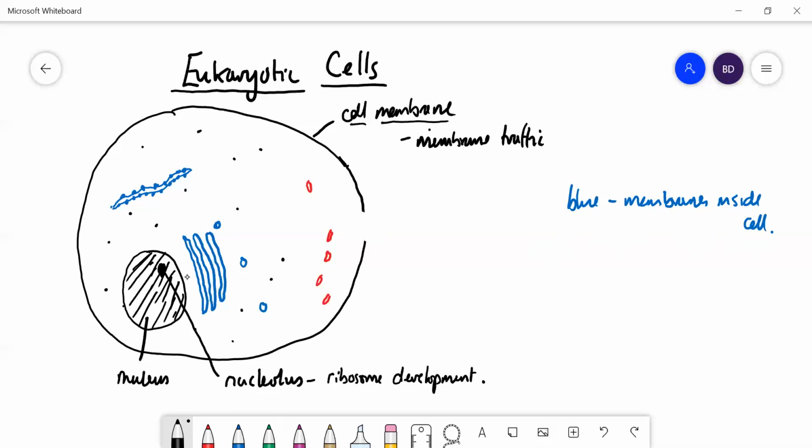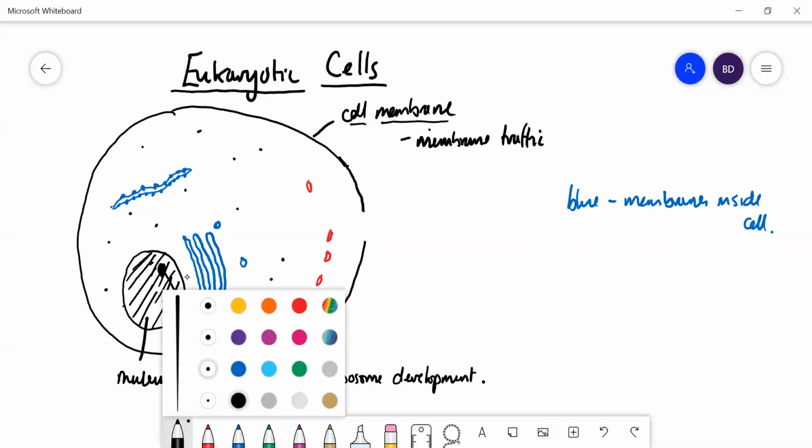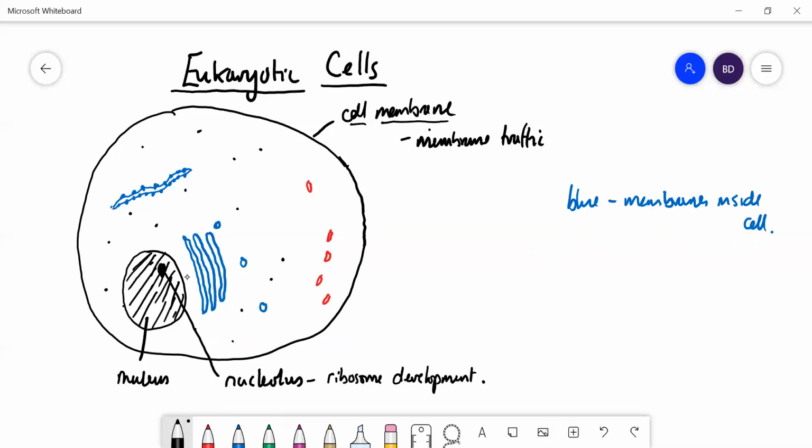Now, very often when you look at cells, not always, you can see this big blue thing made up of layers, and it's called the Golgi body, or sometimes the Golgi apparatus, or sometimes just the Golgi. It's named after the scientist who saw it first of all back in the late 19th century.